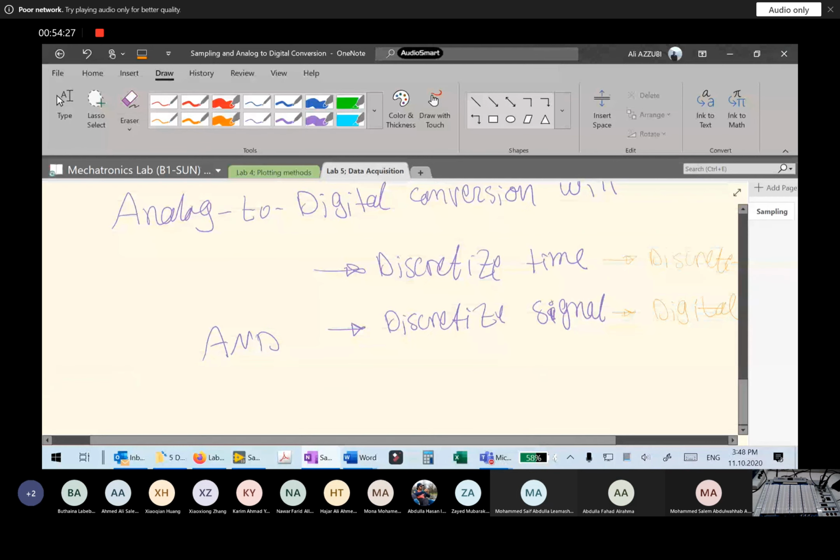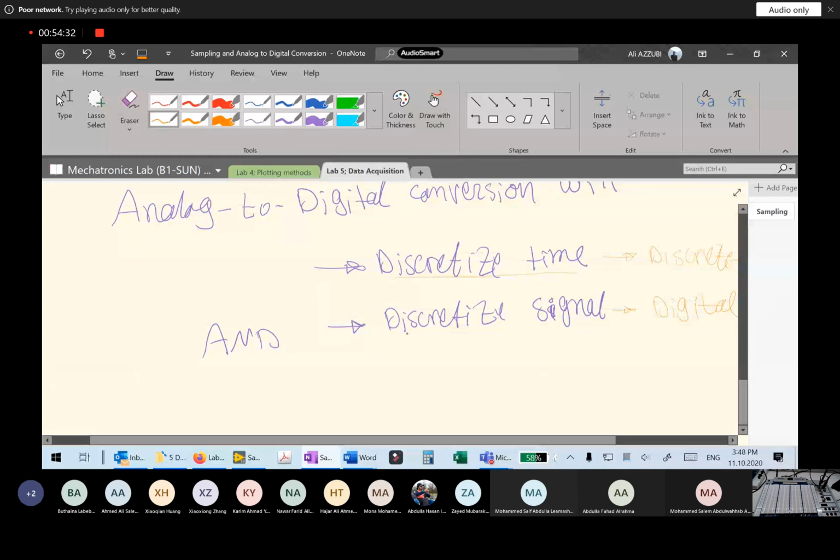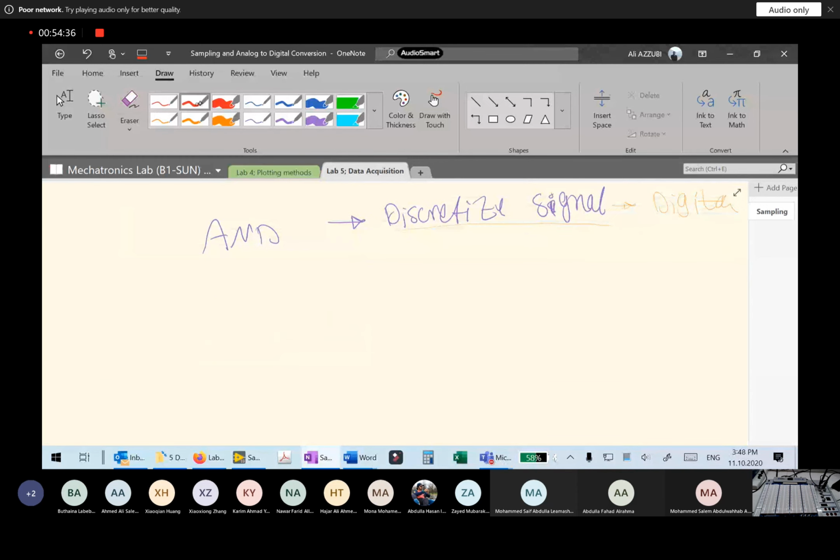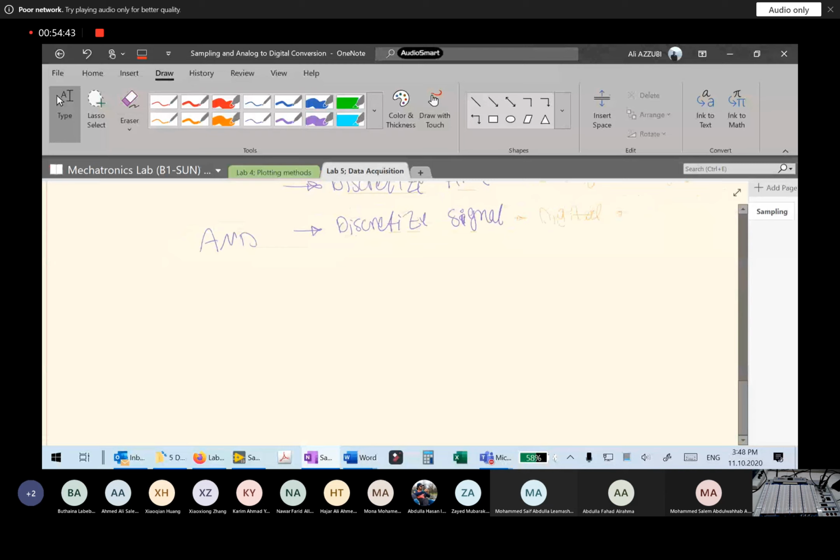Why does this happen? Why does it discretize the time, and why does it discretize the signal? Okay, this is my topic today. This is very important. Again, I will plot the continuous time signal. Let's plot it like this.